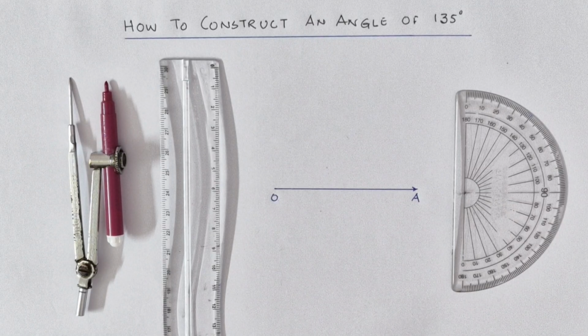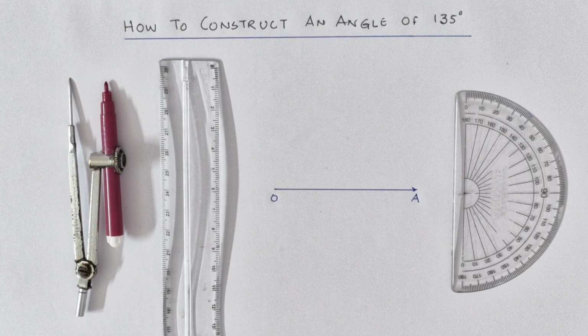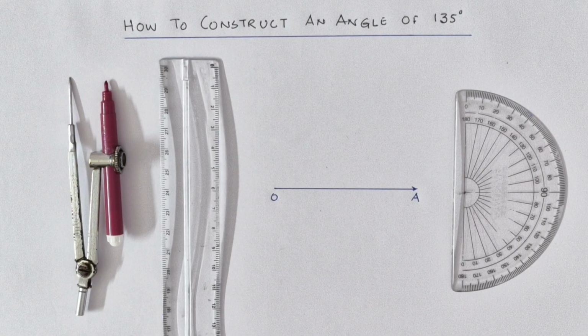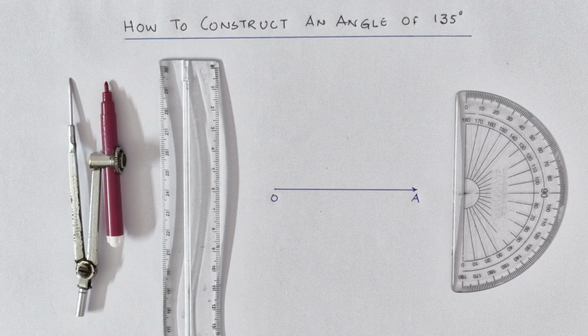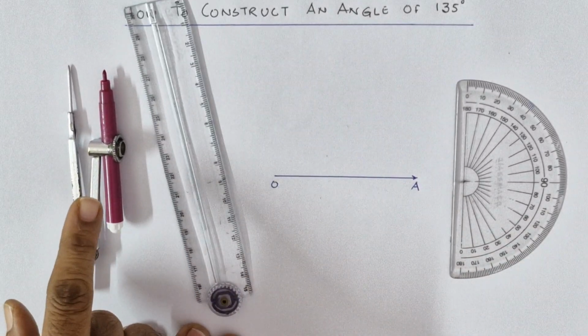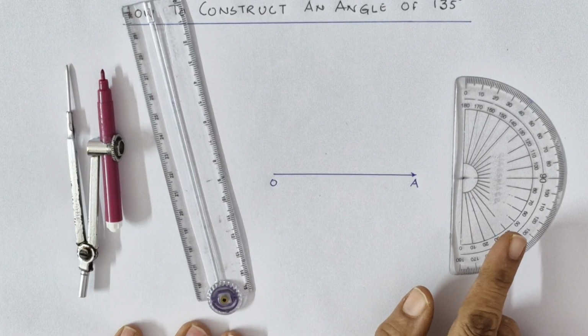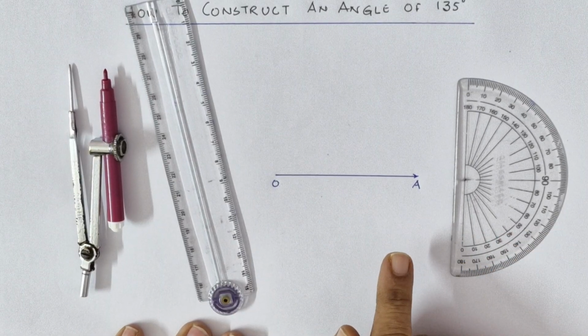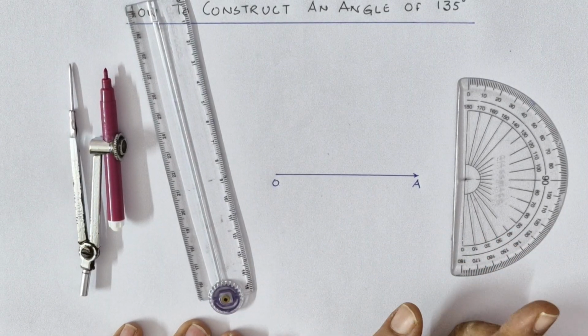Now today's topic is how to construct an angle of 135 degrees. We'll follow the step-by-step process and learn the easiest and fastest way to construct an angle of 135 degrees. So students, what do you need? Again, you need a ruler, a compass, and a protractor to check whether you have constructed the angle correctly at the end of the construction.